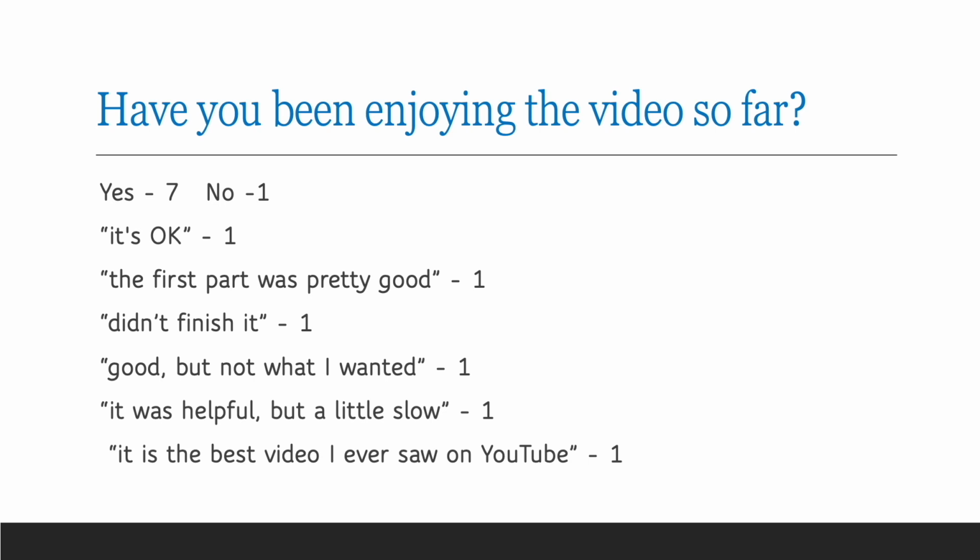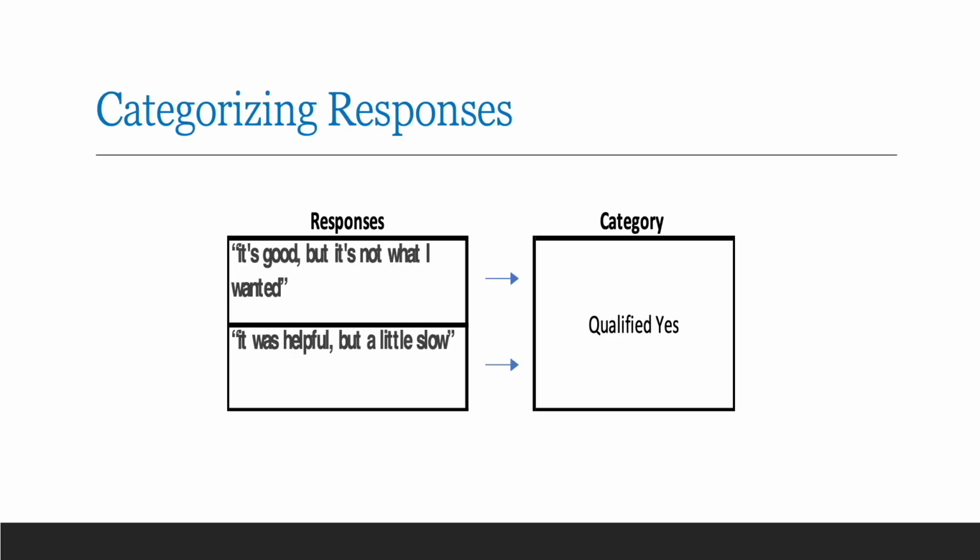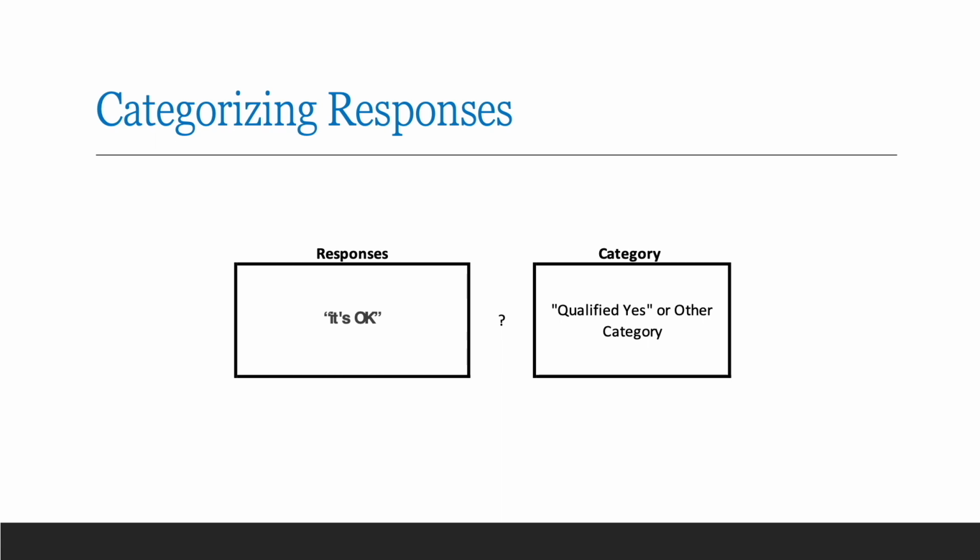In many cases, especially when you have a lot of responses, it's better to categorize similar responses together. For example, you may see it's good, but not what I wanted, and it was helpful, but a little slow, both as a qualified yes. You may see that it's okay is also a qualified yes. Or maybe you make another category for it.